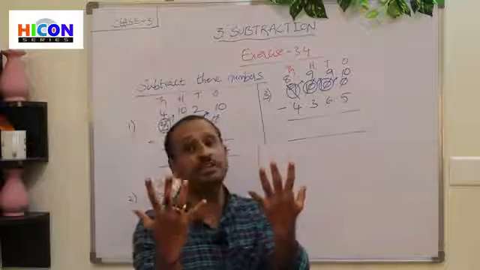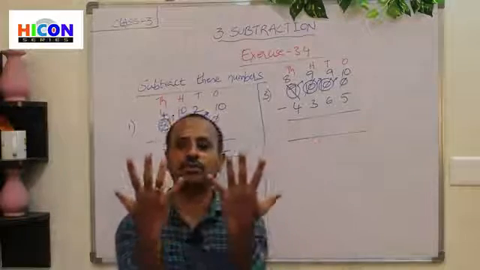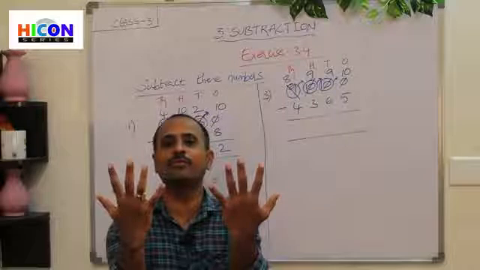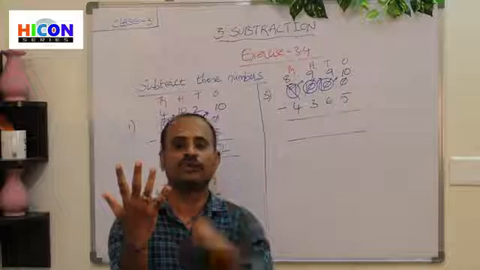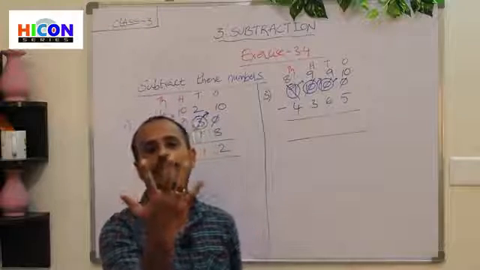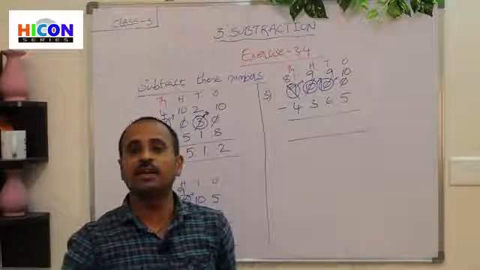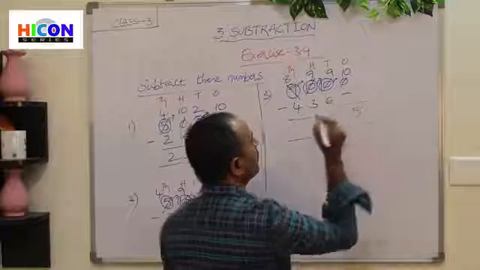Children, what is the second number in the ones place? The second number in the ones place is 5. So close 5 fingers among these 10 fingers. Children, see, I am closing 5 fingers. 1, 2, 3, 4, 5. So now how many fingers are remaining? 1, 2, 3, 4, 5. So 5 fingers are remaining. So write 5 under the ones place.